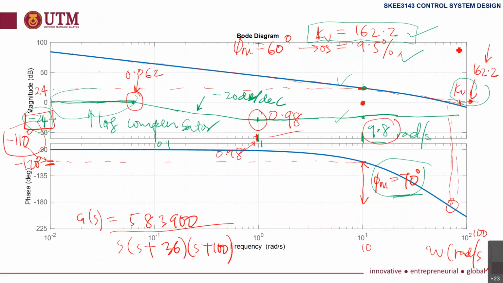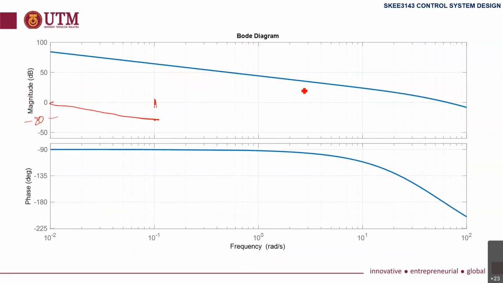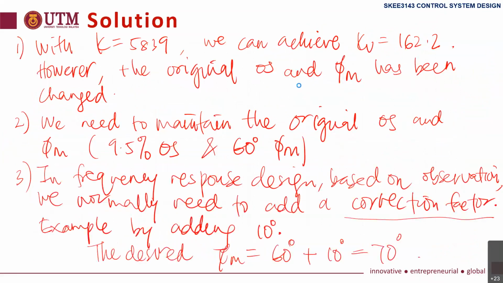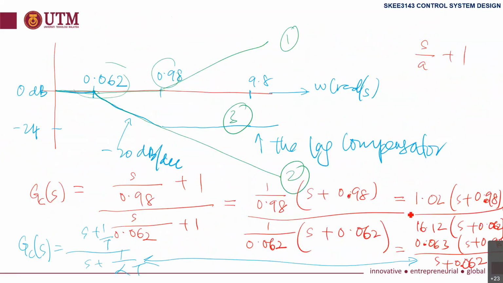This is the lag compensator that we designed. The 2 points which are important are 0.062 and 0.98. And finally, we get this. We stopped here yesterday.